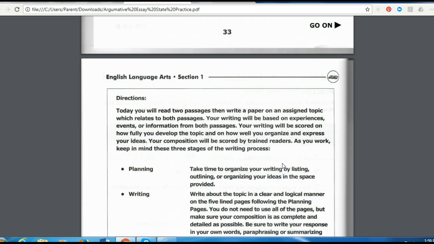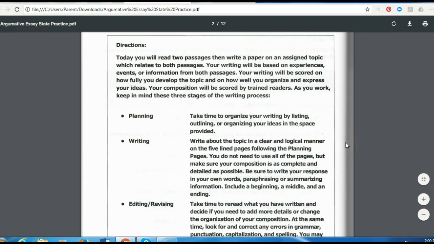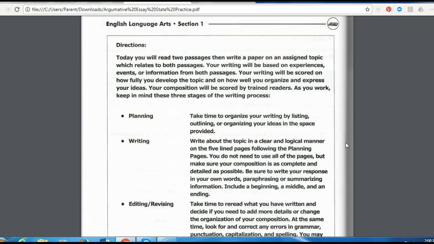So let's go in and talk about what they have. When you start your test, and from what I understand this is worth basically 7 questions of your test, what you might see on the day of the test is your directions. Today you will read 2 passages, then write a paper on an assigned topic which relates to both passages. Your writing will be based on experiences, events, or information from both passages. So keep in mind your experience, as long as it relates to the actual topic, you can use as part of your arguments and details. Maybe events that you've experienced or events that are known throughout history could also be examples.